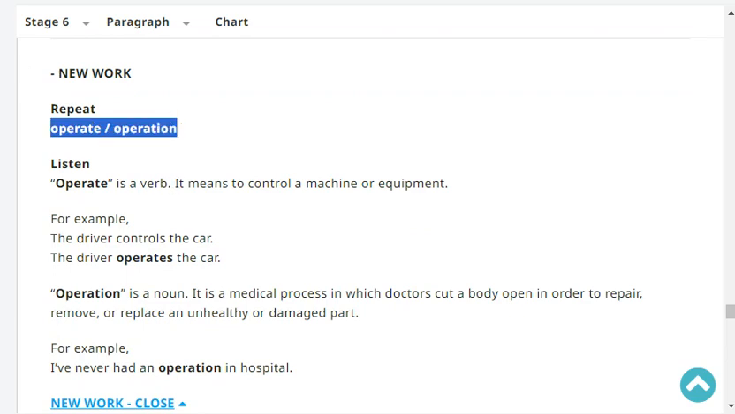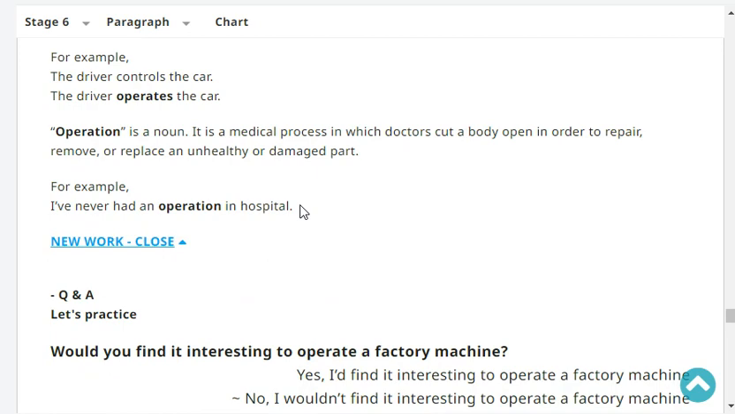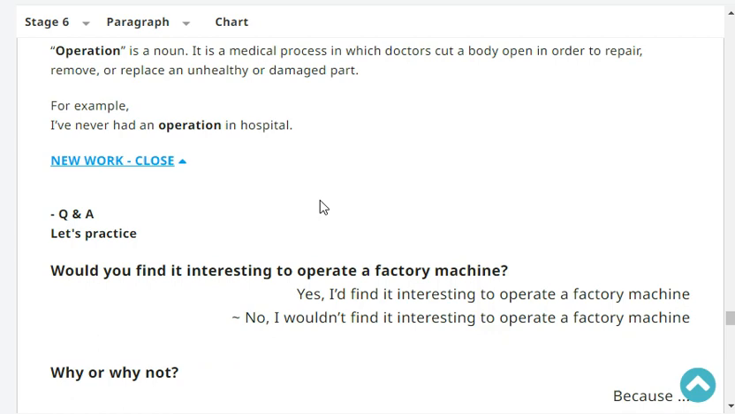Very good. Okay, listen. Operate is a verb. It means to control a machine or equipment. For example, a driver controls the car, or we can say the driver operates the car. Operation is a noun. It is a medical process in which doctors cut a body open in order to repair, remove, or replace an unhealthy or damaged part in the body. For example, I've never had an operation in hospital.